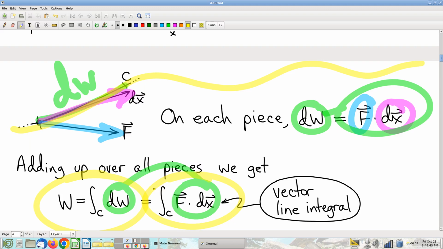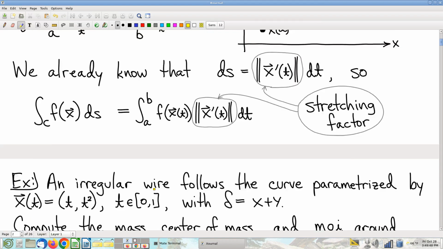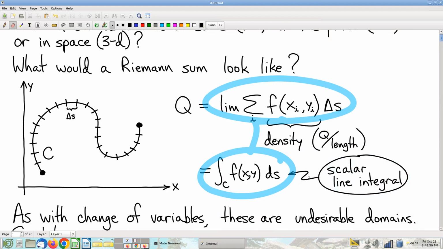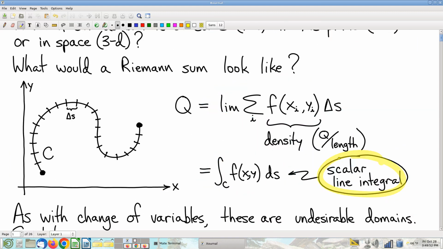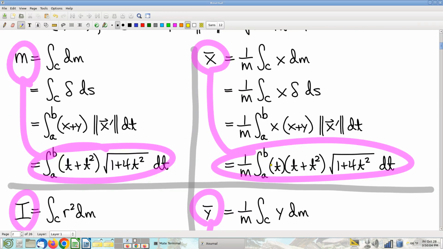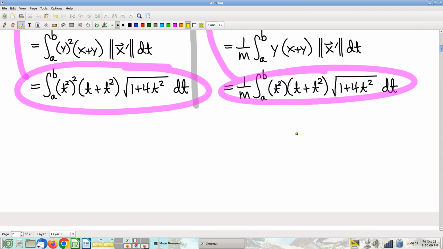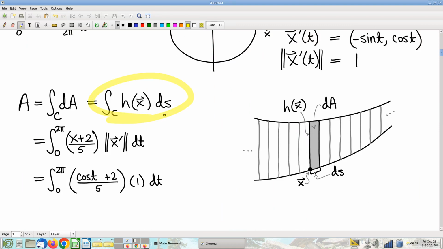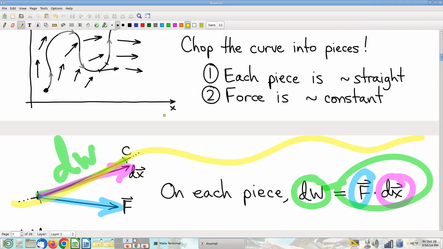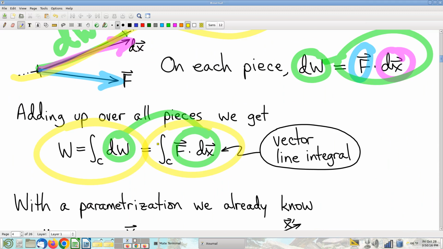Now, not really quite what we were expecting. We're adding up over a curve. Previously, when we've added up over a curve, we got a scalar line integral. We got something that looks like this: integral, scalar integrand, scalar differential ds. Right? That was the case here for mass, here for the x coordinate of the centroid, here for the area of the fence, right? All these examples, not this one though.